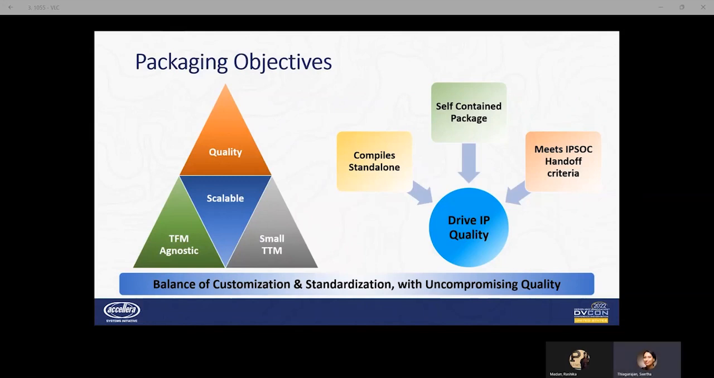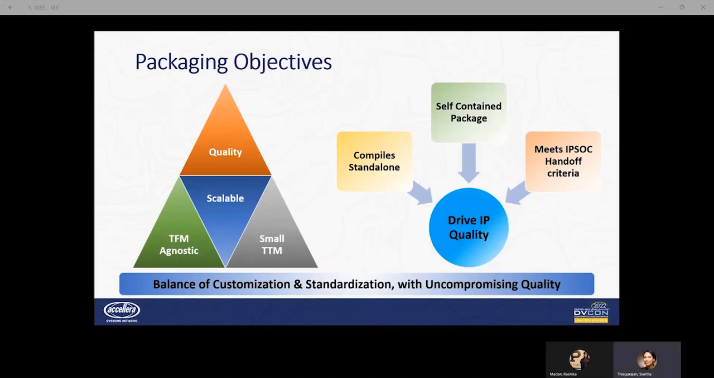To ensure that the milestone drops meet quality prior to handoff and are LRM compliant, quality assurance would need to be added to ensure that the package is self-contained and compiled standalone on a clean RTL only and an RTL plus val file list. This qualified IP package should then undergo rigorous checking mechanisms so it fully meets the IP to SoC handoff exit criteria.